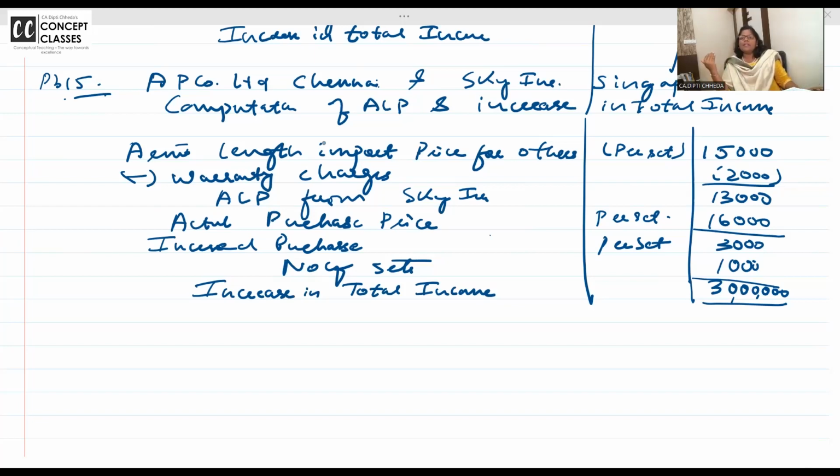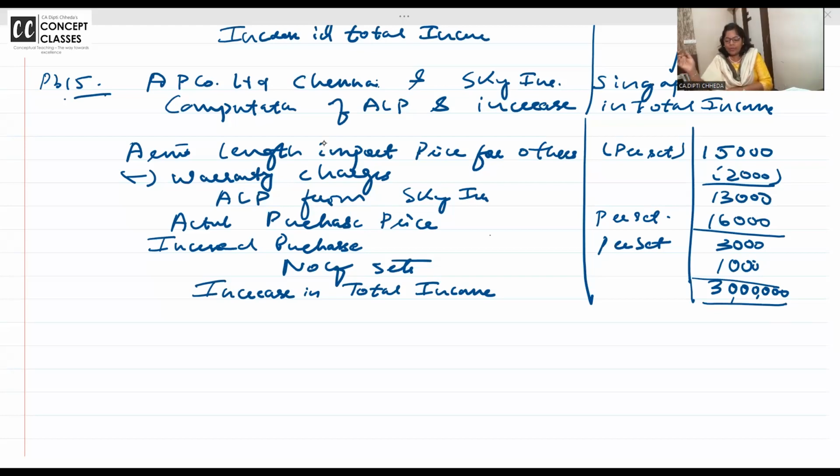देखो, I'm importing from others at 15,000 with warranty, but from my sister concern or associate enterprise without warranty. So उनसे भी अगर मैं without warranty लूँ तो I will be purchasing in 13. But sister concern से मैंने purchase किया है 16. So I have inflated my purchase by 3,000. Change it, decrease the total income, and done. Easy, clear to all of you.